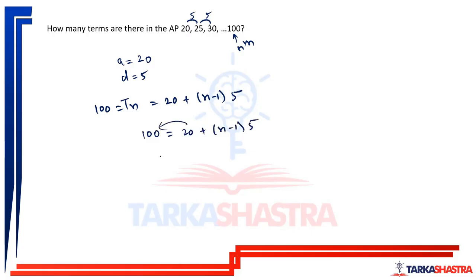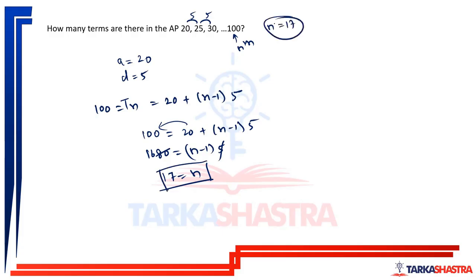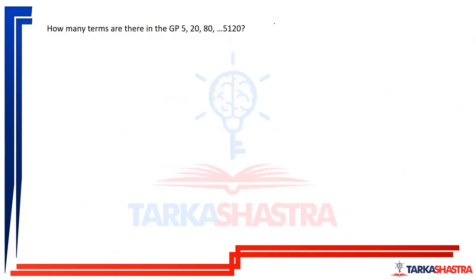So 20 goes to the other side, so 80 is equal to (n minus 1) into 5. 5 16s are 80. N will be equal to 16 plus 1, 17. Okay, this is how. So there are 17 terms in this arithmetic progression.